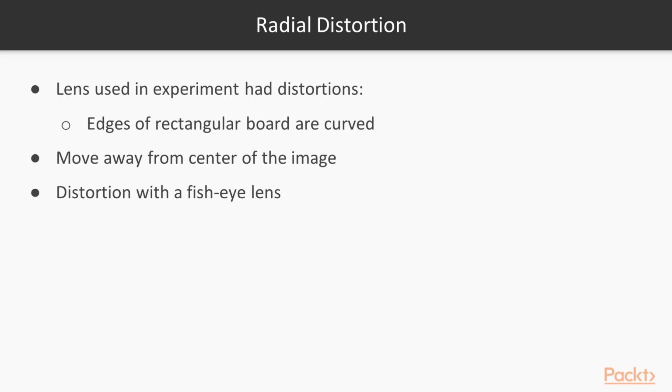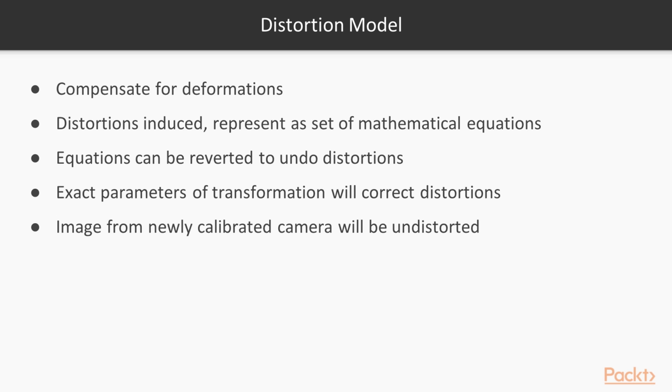The edges of the rectangular board are curved in the image. This distortion becomes more important as we move away from the center of the image. This is a typical distortion observed with a fisheye lens, and it is called radial distortion. It is possible to compensate for these deformations by introducing an appropriate distortion model. The idea is to represent the distortions induced by a lens by a set of mathematical equations. Once established, these equations can then be reverted in order to undo the distortions visible on the image.